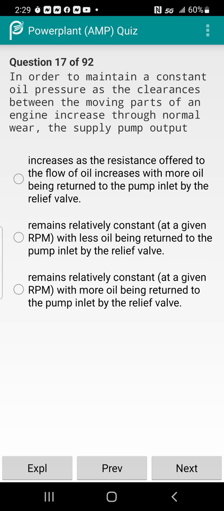In order to maintain a constant oil pressure as the clearance between the moving parts of an engine increase through normal wear, the supply pump output remains relatively constant at any given RPM, with less oil being returned to the pump inlet by the relief valve.